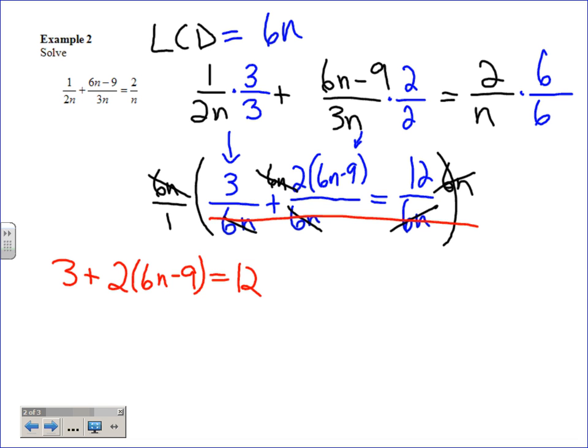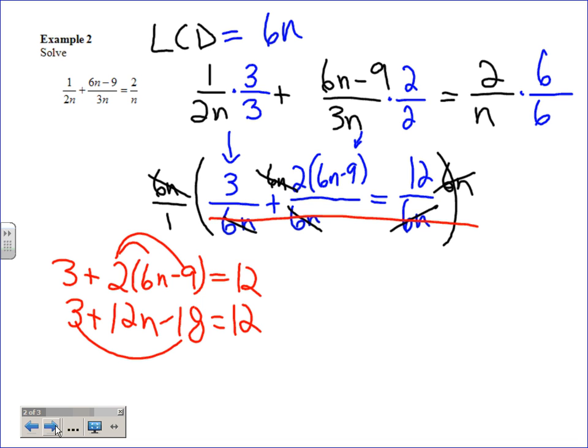Well, that's not that hard, is it? That's down to the algebra you've done since Algebra 1. It'd be 3 plus, what are we going to do here with the 2? Yeah, distribute. What is that? 12n minus 18 equals 12. Now you probably should combine the 3 and the negative 18, right? So we've got 12n. What is that? Negative 15 equals 12. Yeah, sorry, that got a little low on the smartboard there. Everybody see that I just combined the 3 and the negative 18?